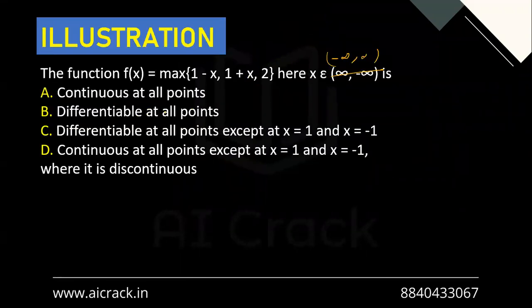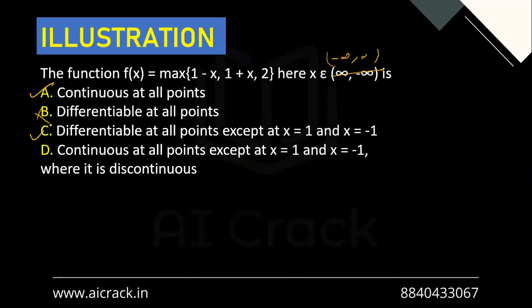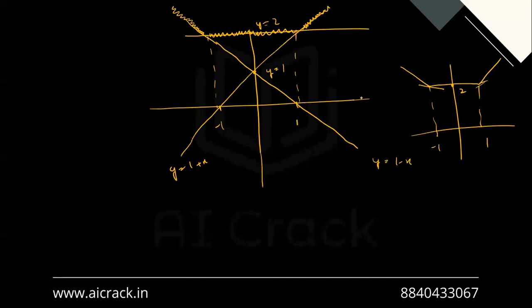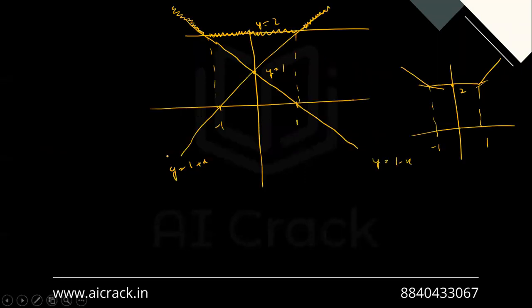Is this differentiable at all points? No, it's not. So this one is correct. This is not correct. Differentiable at all points except x equals 1 and x equals minus 1. Yes, that is correct. It's not differentiable over here because we have a sharp edge. So yes, this is also correct. Continuous at all points except x equals 1 and x equals minus 1, where it is discontinuous, is not correct. It's non-differentiable over here, but it's continuous. So this is how we have to solve this question. A very standard question, and these kinds of questions can come in PGDBA.